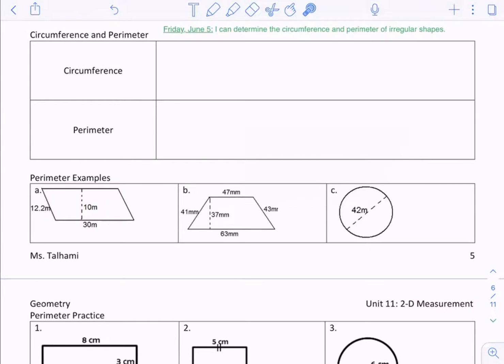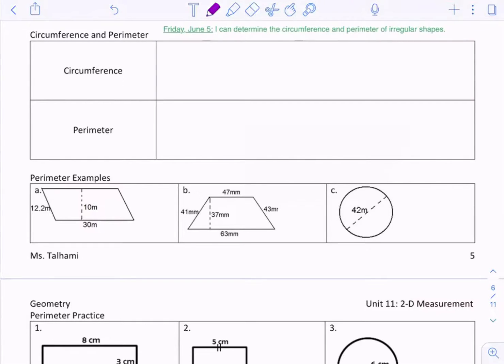We are near the end, and this is a fun last section. We are going to learn circumference and perimeter of irregular shapes. So our goal today is that we can determine the circumference and perimeter of irregular shapes.